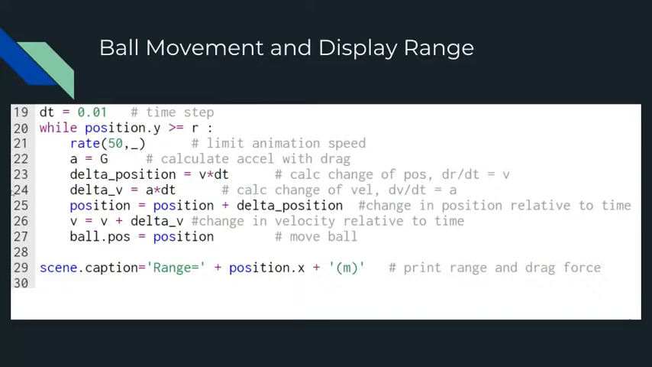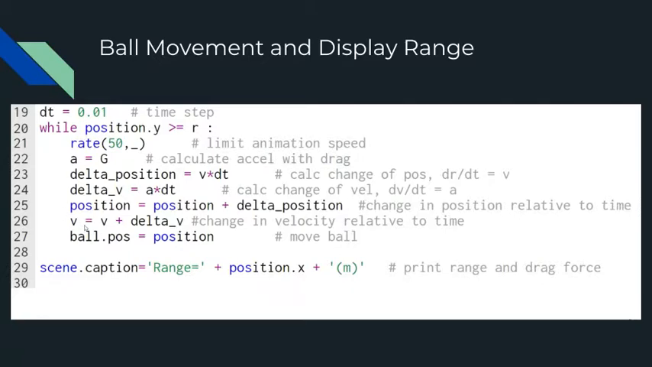Line 22 is the acceleration in our problem. In this problem, we have no air resistance, so the only acceleration is due to gravity, right here. Next is our delta position, which is given by our velocity with respect to time. So change in position equals velocity times time. Now next is our change in velocity, and this is given by acceleration times time. Next is our position, and our position is given by the initial position plus the change in position.